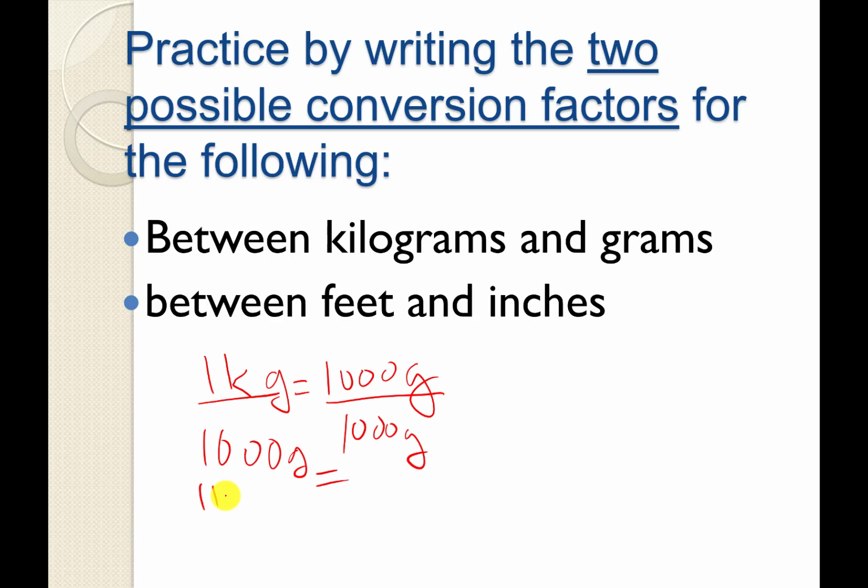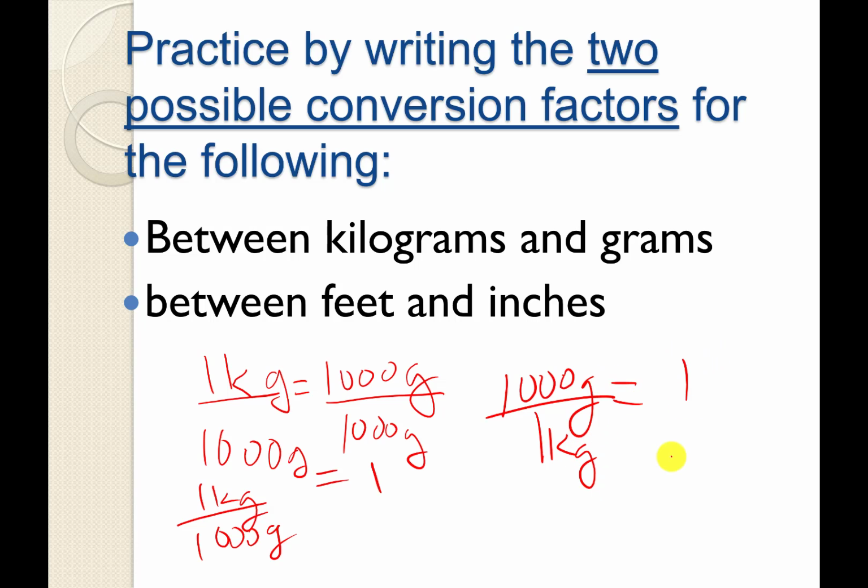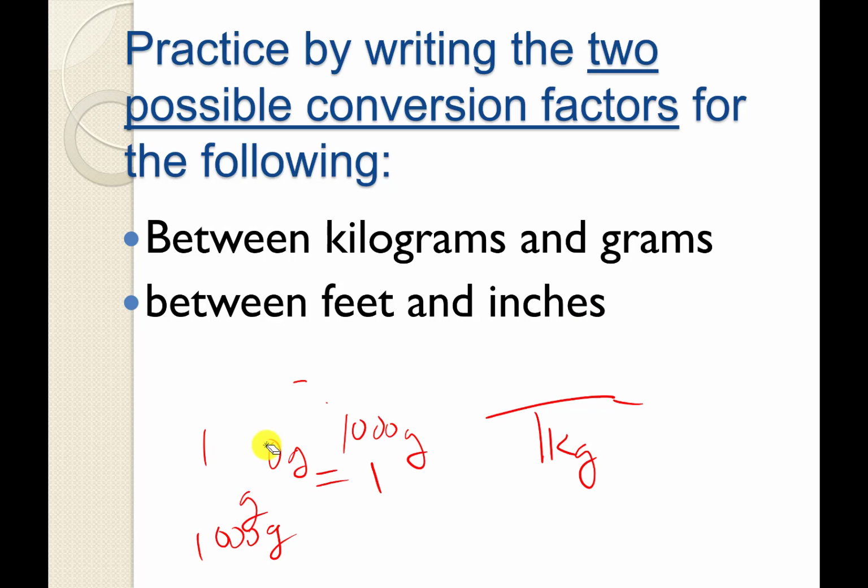And then we're going to get 1 kg over 1,000 grams equals the number 1. Okay, that's one conversion factor. And of course, the opposite, I'm not going to work through the whole thing, but the opposite of that would be 1,000 grams divided by 1 kg equals 1. Okay, the number on the top and the number on the bottom mean the exact same thing. Therefore, if we divide the number on the top by the number on the bottom, we are going to get the number 1.